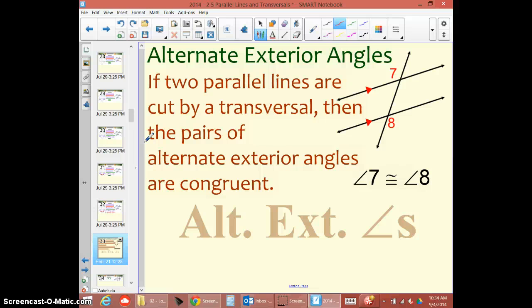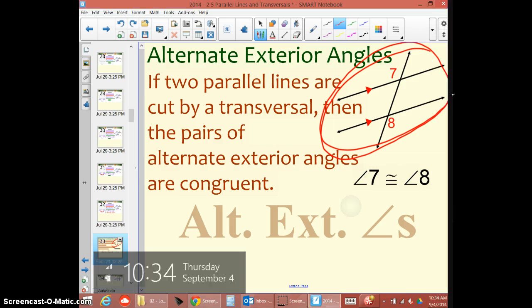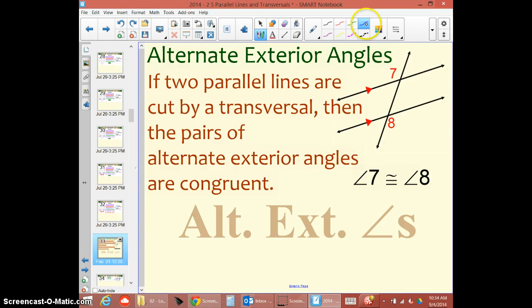Notice an alternate exterior. Again, they're on the outside. But again, for me, I always draw my blue line, and I draw my red line. I can see that this one is on this side of the transversal, and this one's on the opposite side. Alternate, and on the outside, for their exterior, alternate exterior angles. What we need to know about these is they are congruent. 7 is equal to 8.